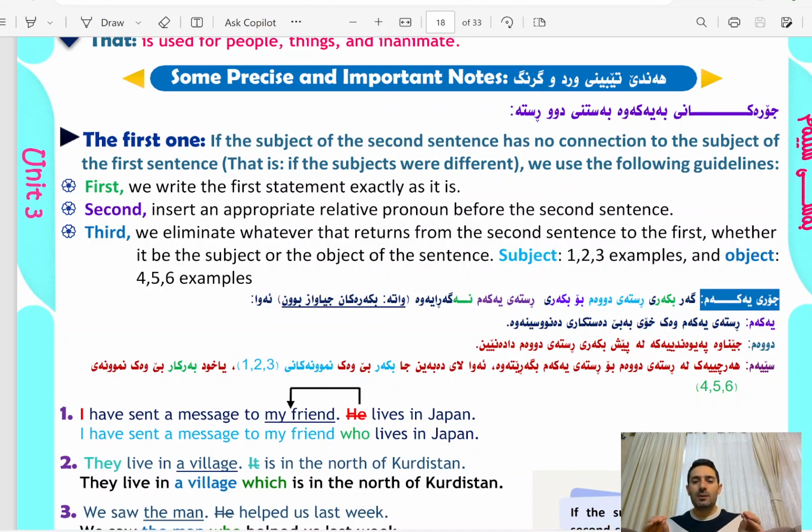Look, if the teacher says to join or combine these sentences, the first step that you should do is to look at the subjects. You need to know whether the subjects refer to each other or not. If they were different, you apply the three points below. You cannot do anything until you know whether the subjects are the same or different.